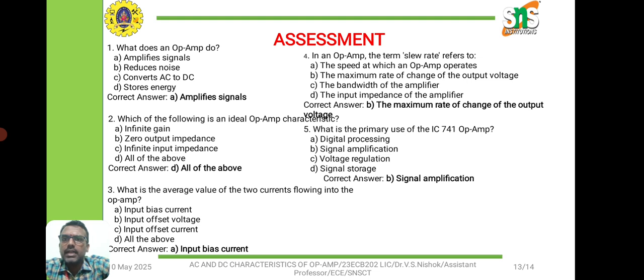And here is the assessment based on the slides that we have seen. What does an operational amplifier do? It amplifies the signals. Which of the following is an ideal op amp characteristic? The given answers are all right. What is the average value of the two currents flowing in the op amp? That average value represents the input bias current.